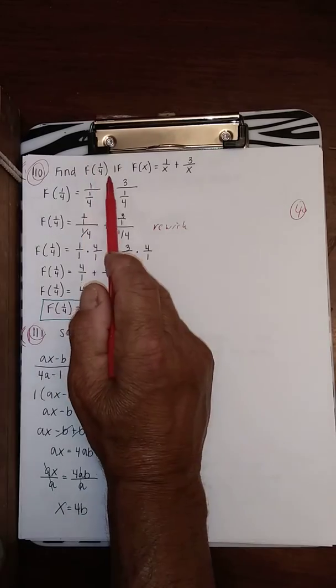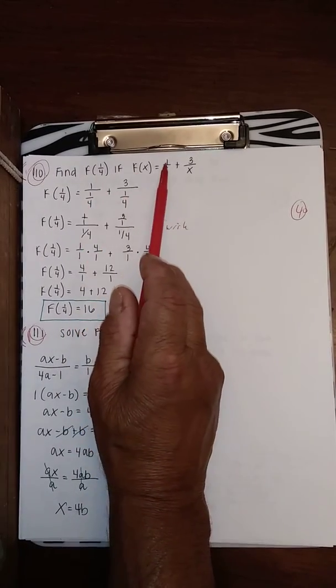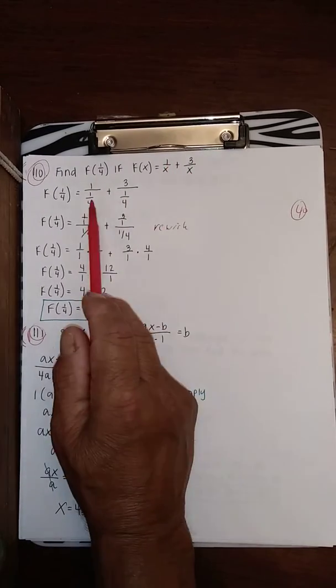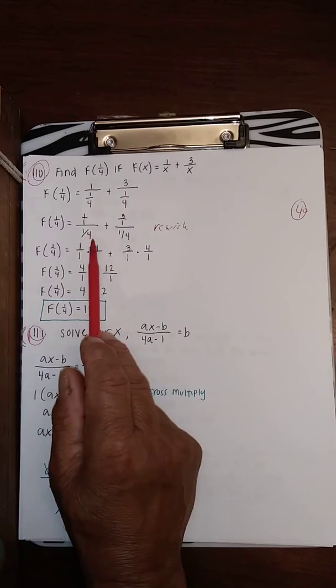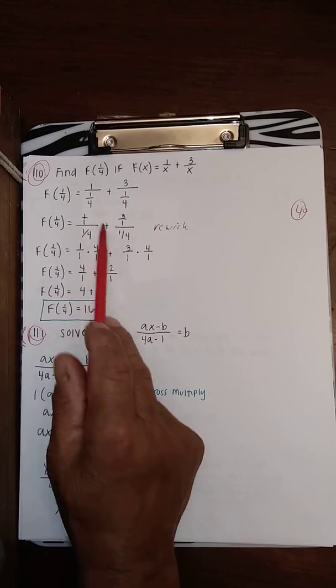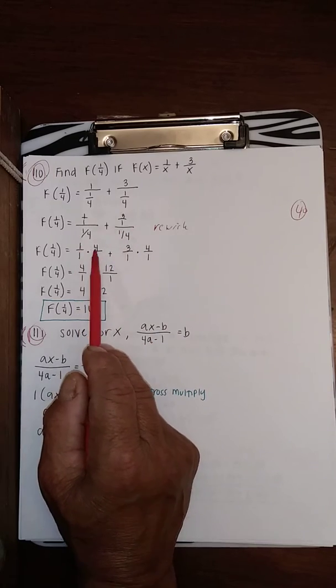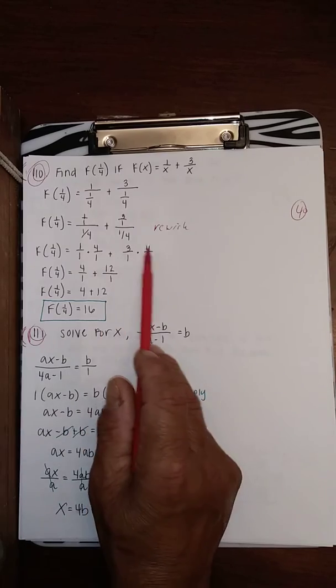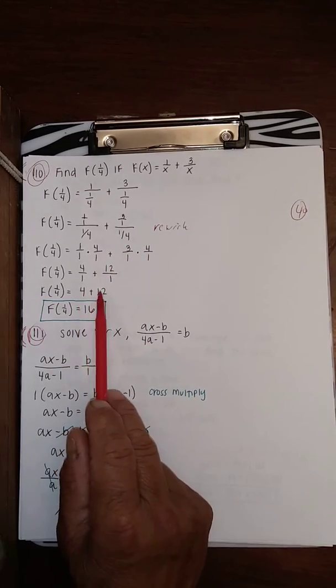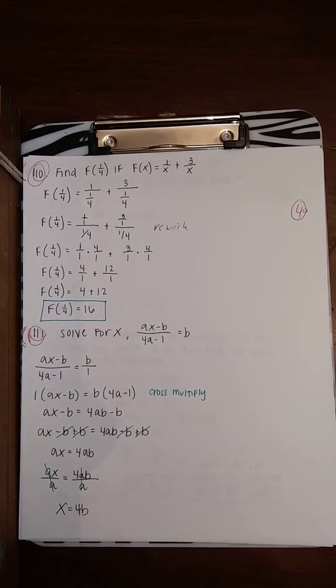Find f of 1/4. So put the numbers in there. 1 over 1/4, 3 over 1/4. And write this 1 over 1, 3 over 1, same thing. And then get the reciprocal of these guys right here at the bottom. Bring them up there, bring them up there. 1 over 1 times 4 over 1, 3 over 1 times 4 over 1. So we have 4 over 1, 12 over 1. So 4 plus 12 is 16. That's it, we're done.